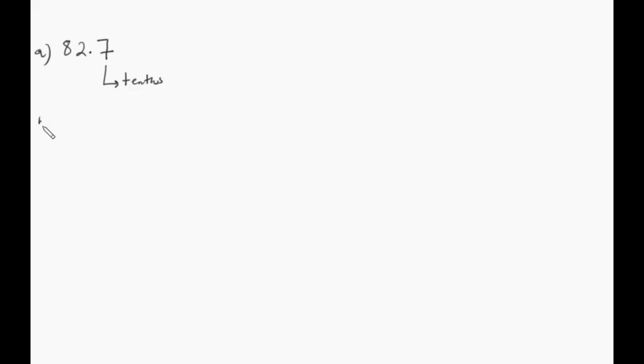Let's look at this one. What is the place value of 7 in this number? Now, when you look at this number, 7 is here, and this here is the unit, this is the tens. So this 7 here is the tens. That's its place value.